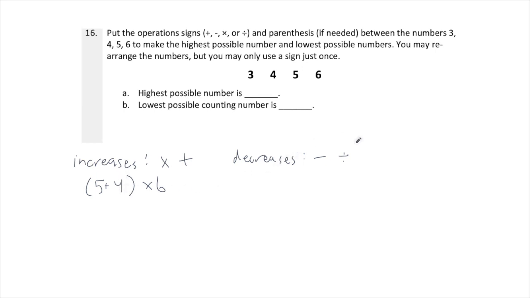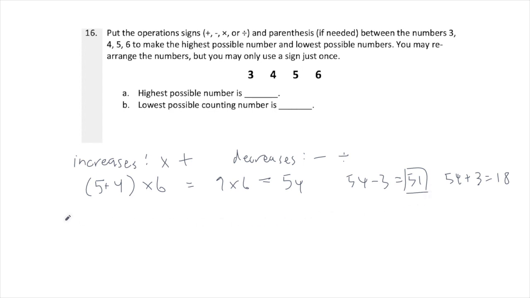Now we have to use one of these signs, which would decrease our number, and we can test both of them out. First we can do 5 plus 4 times 6. That would be equal to 9 times 6, which is equal to 54. Now we can do 54 minus 3, which is equal to 51, and 54 divided by 3, which is equal to 18. Since 51 is larger than 18, 51 would be our answer to part A.